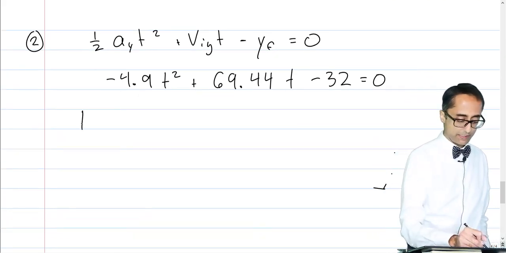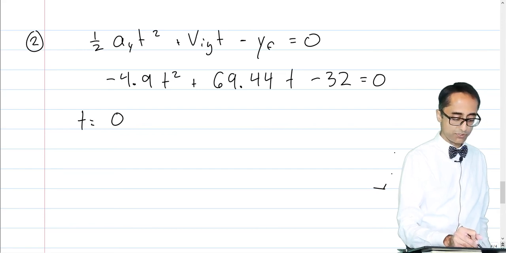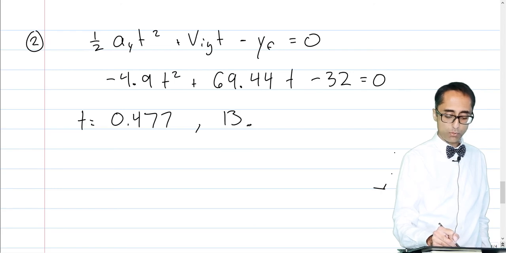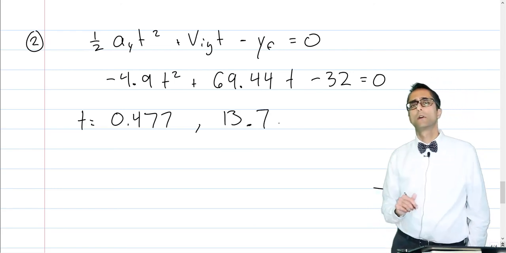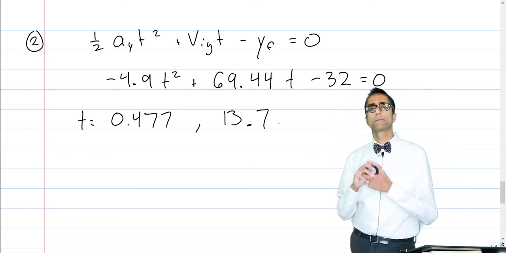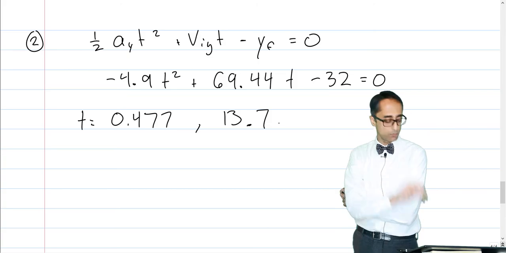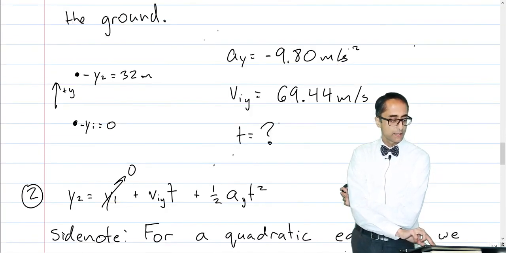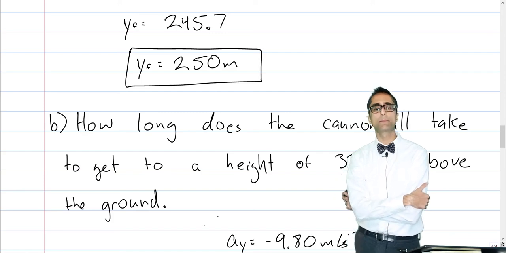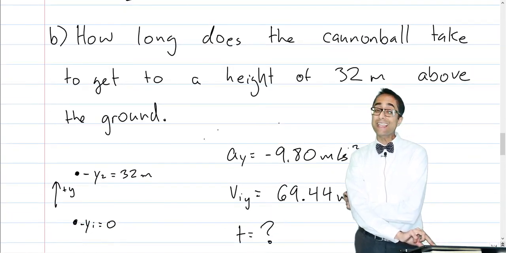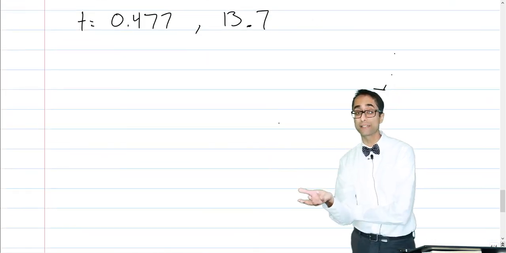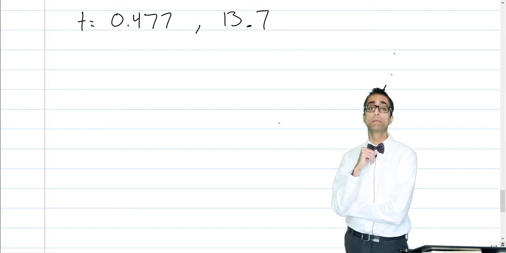The answers that I get are the following. The time is equal to 0.477 seconds and 13.7 seconds. Which one is correct? Which of these two numbers is right? Well, let's remind ourselves what the question was. The question had asked, how long does the cannonball take to get to a height of 32 meters above the ground? It didn't say on its way up or on its way down. So the correct answer is actually both of them.